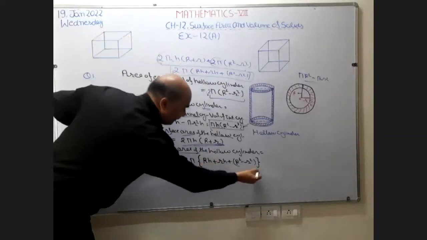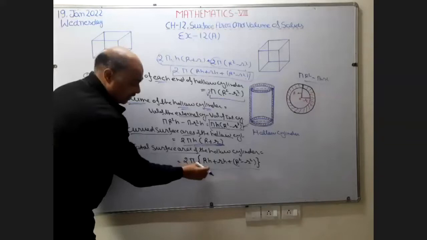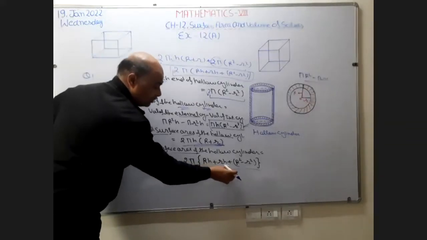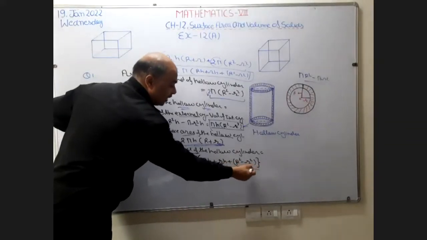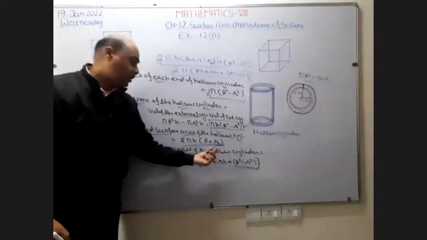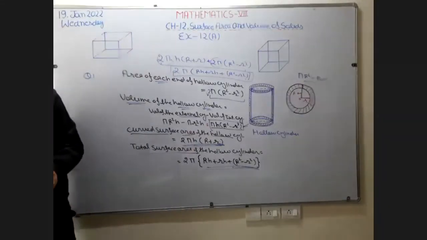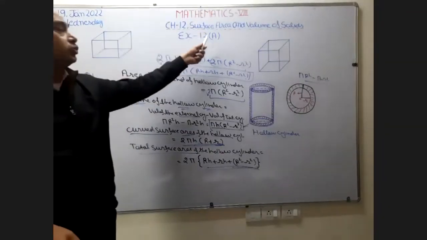So written here: 2 pi bracket start capital R h plus small r h plus capital R square minus small r square. So you have to learn this formula for finding the total surface area of the pipe or total surface area of the cylinder. Write this down fast in your notebook. After that, I'm going to start this exercise 12a.